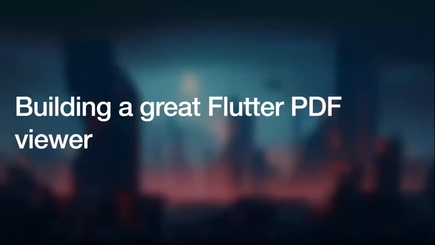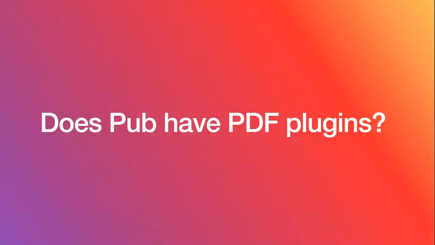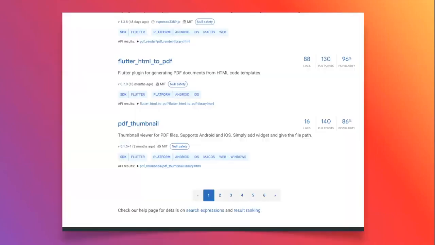So let's talk about building a great Flutter PDF viewer. We're going to tear out all those features related to highlights and linking. And we're just going to talk about the PDF. How do we make a great PDF viewer? Well, like I said, the first place we go is pub. Are there any Flutter PDF plugins on pub? And there sure are. There's a seeming endless list of PDF plugins available on pub. But then the question becomes, do any of them do what we need them to do?